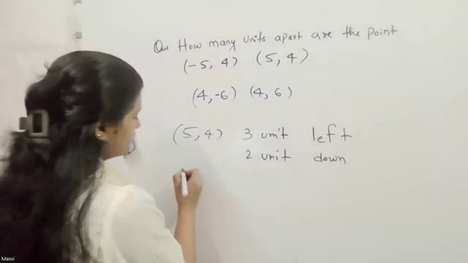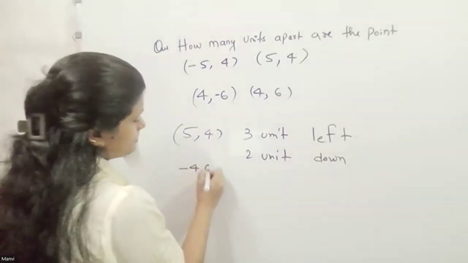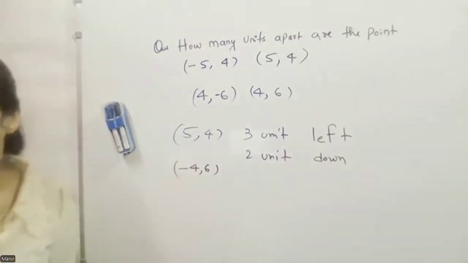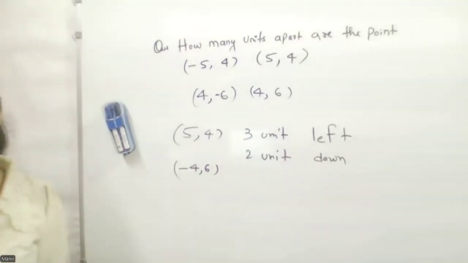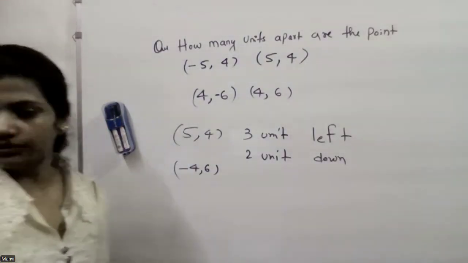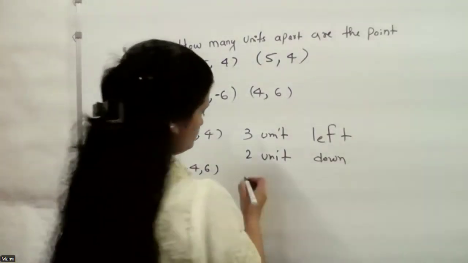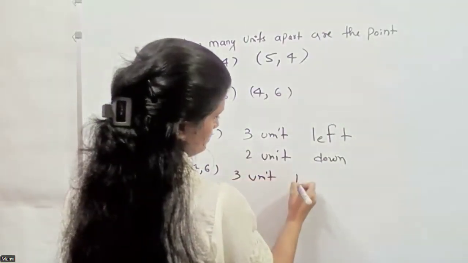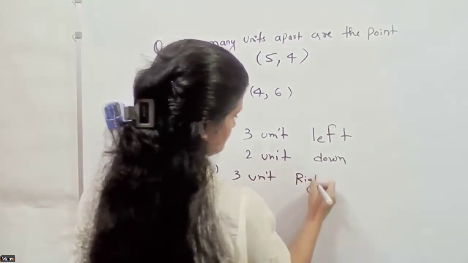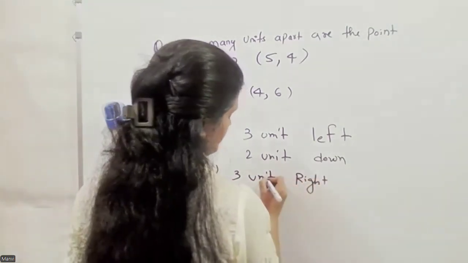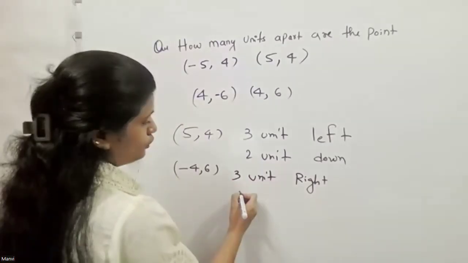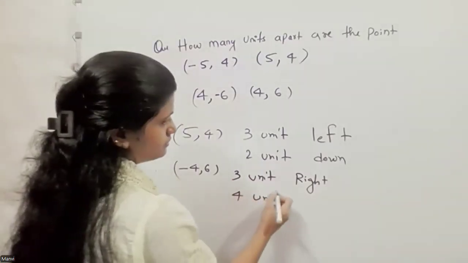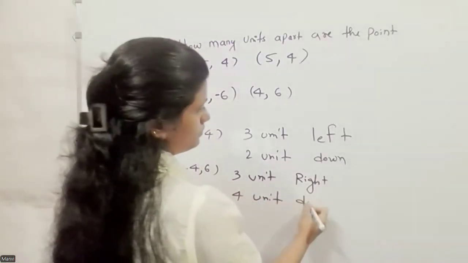Now we have another point which is minus 4 comma 6. Okay. And this point again starts moving and it goes 3 units right and then 4 units down.